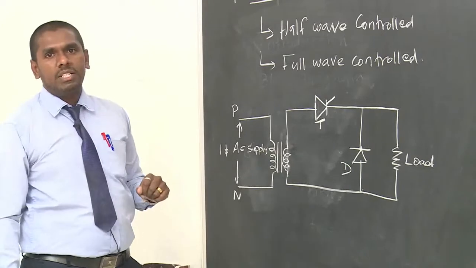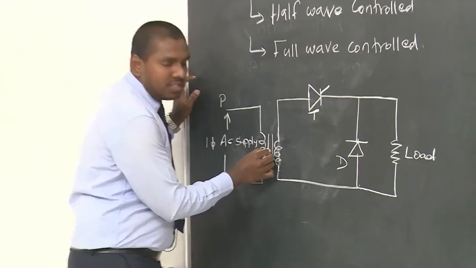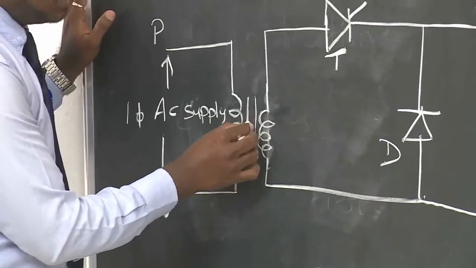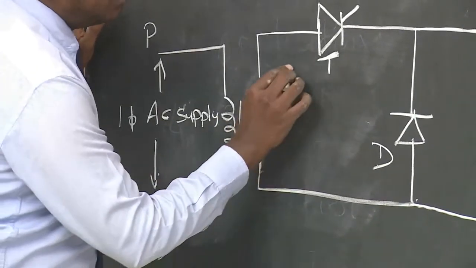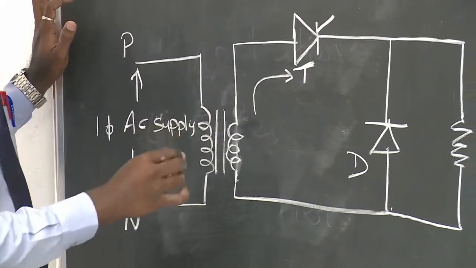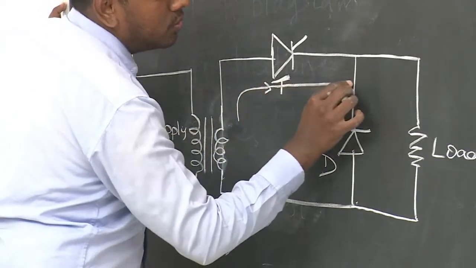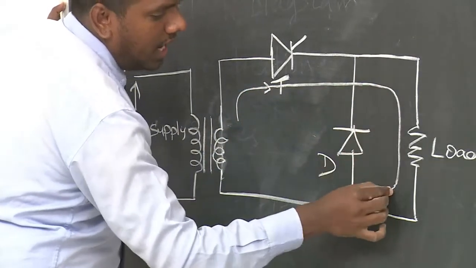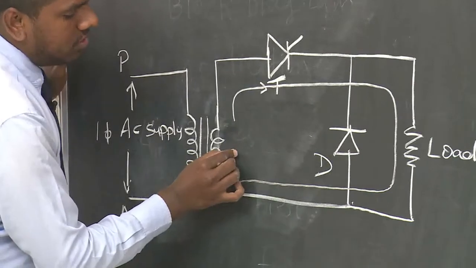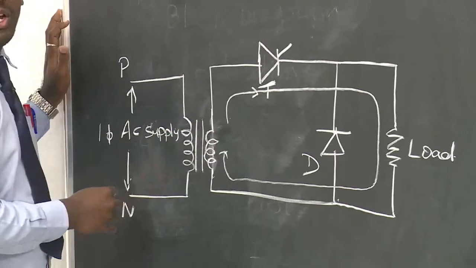Then what is the operation? When you give the input supply, the transformer will be energized. The current will flow through the thyristor. The thyristor acts as a switch. The switch will be in the on condition. The current will flow through the thyristor and load, and again it returns to its normal position. So this is the operation of your thyristor.